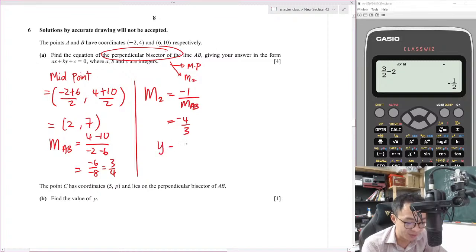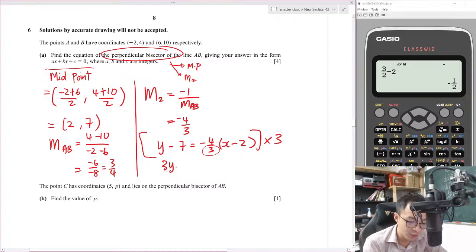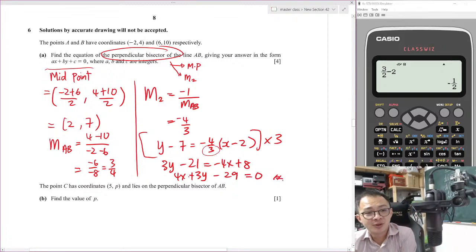Alright, now I have M2 and I have the midpoint. I can form the equation by using the midpoint. Y minus 7 equals negative 4 over 3 times X minus 2. Then I'm done. Or not yet done. I need to arrange it in the required pattern. So first I clear the fraction by multiplying 3 for the whole equation because I do not want to have over 3 here. So I have 3y minus 21, and negative 4 I will multiply in, minus 4x plus 8. Alright, right now I have 3y. They prefer x first. Alright, 4x plus 3y minus 29 equals 0. This is the general equation they ask for, so we kind of need to do that.